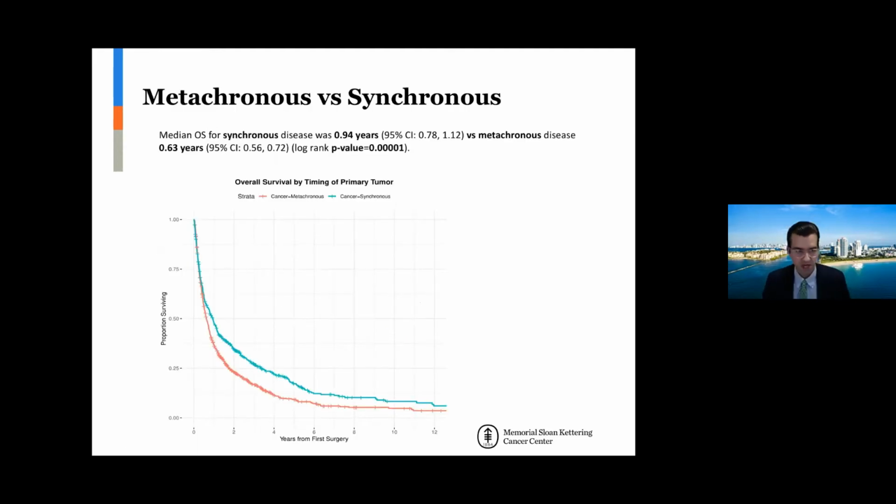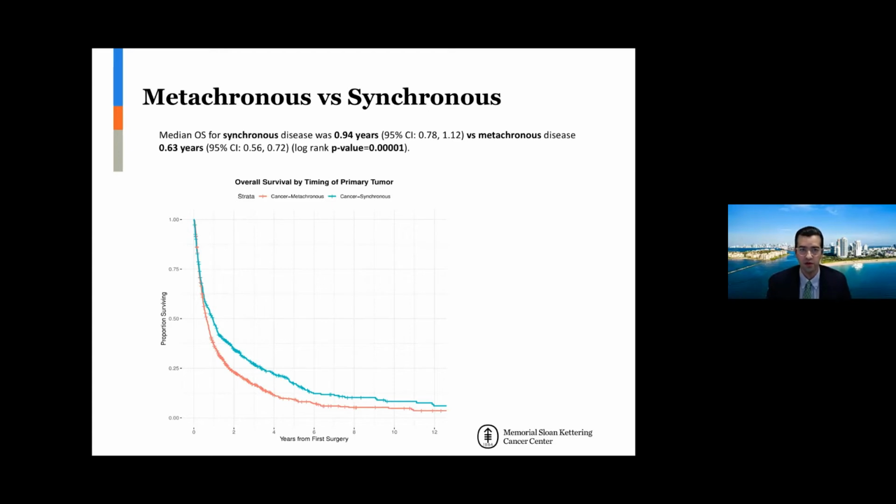We also looked at metachronous versus synchronous presentation of disease. To define those terms, synchronous presentation means that a patient is presenting with spinal metastasis as their new cancer diagnosis, so they've never had systemic cancer therapy before. Whereas metachronous would be, for instance, a patient who's lived with breast cancer for 10 years and is now presenting with spinal metastasis. So when you look at these two different groups, how did they fare comparatively?